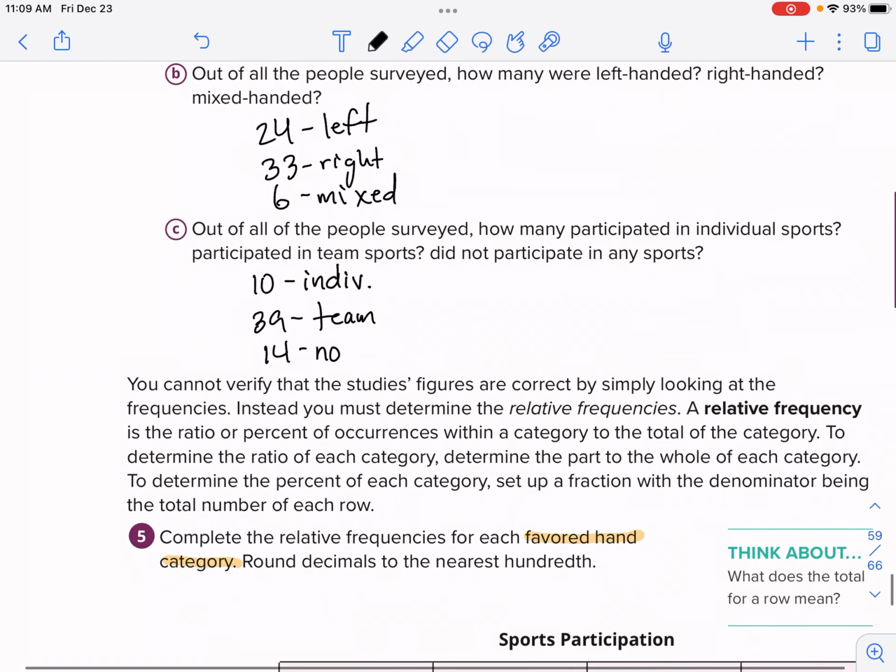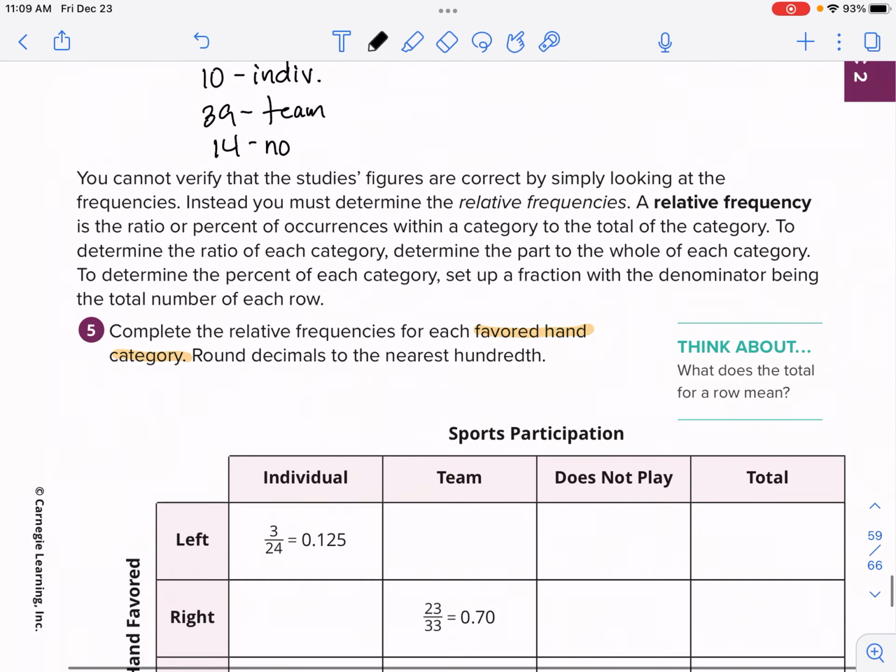Okay. Now, moving on from here, our really last key vocabulary term in this topic is this next one. It says you cannot verify that the study's figures are correct by simply looking at the frequencies. We can look at something else. Instead, you can determine the relative frequency. A relative frequency is a ratio, and a ratio, right, we talked about, is just a fraction.